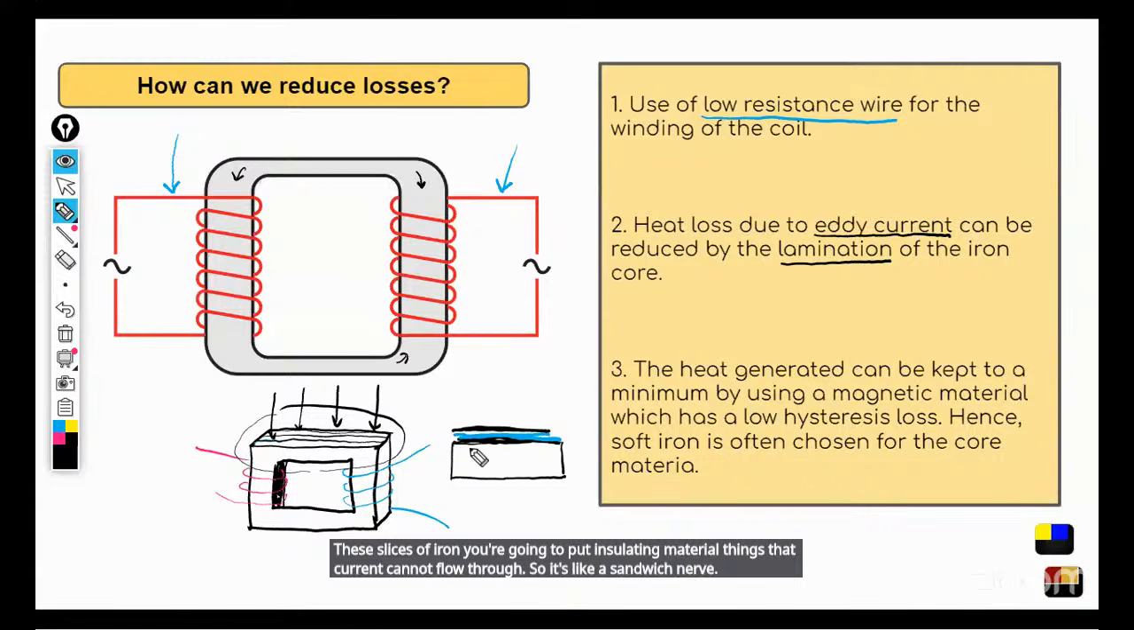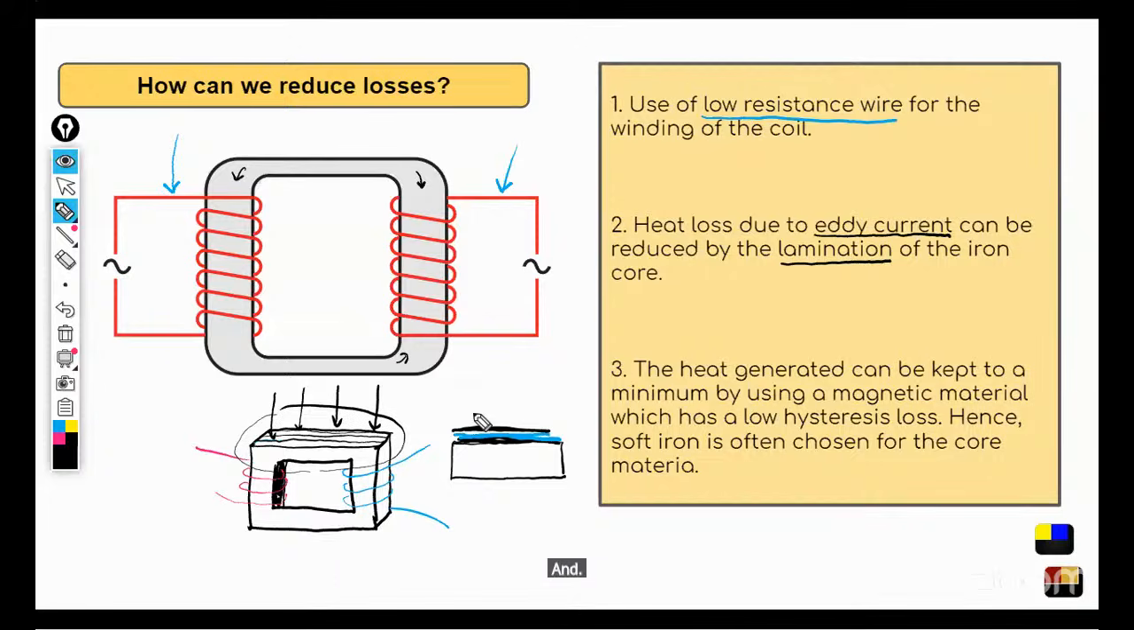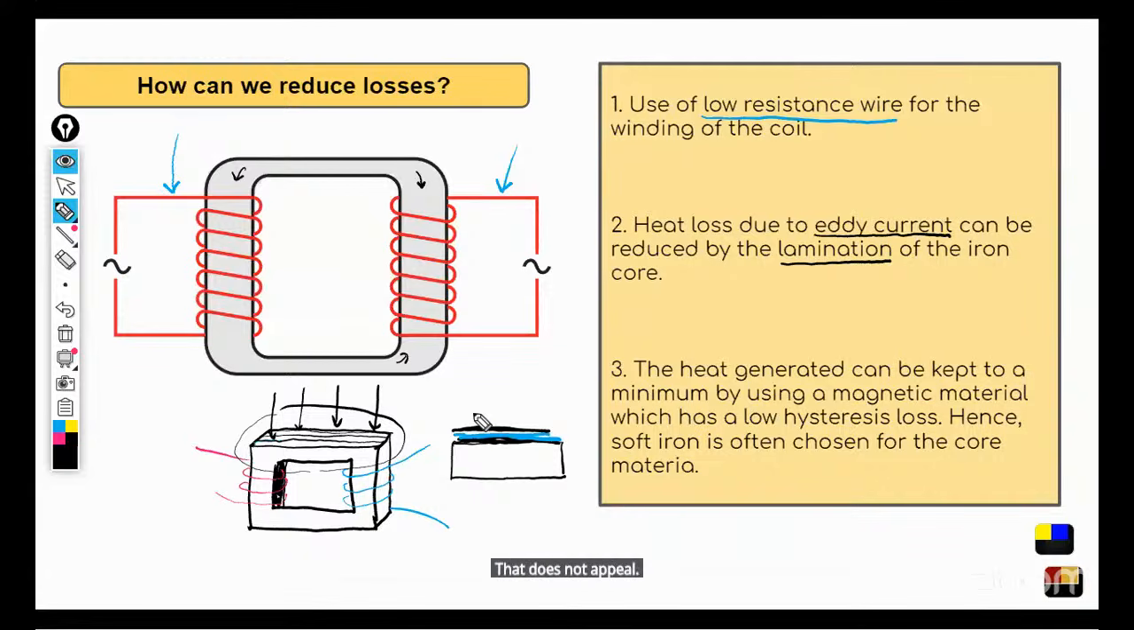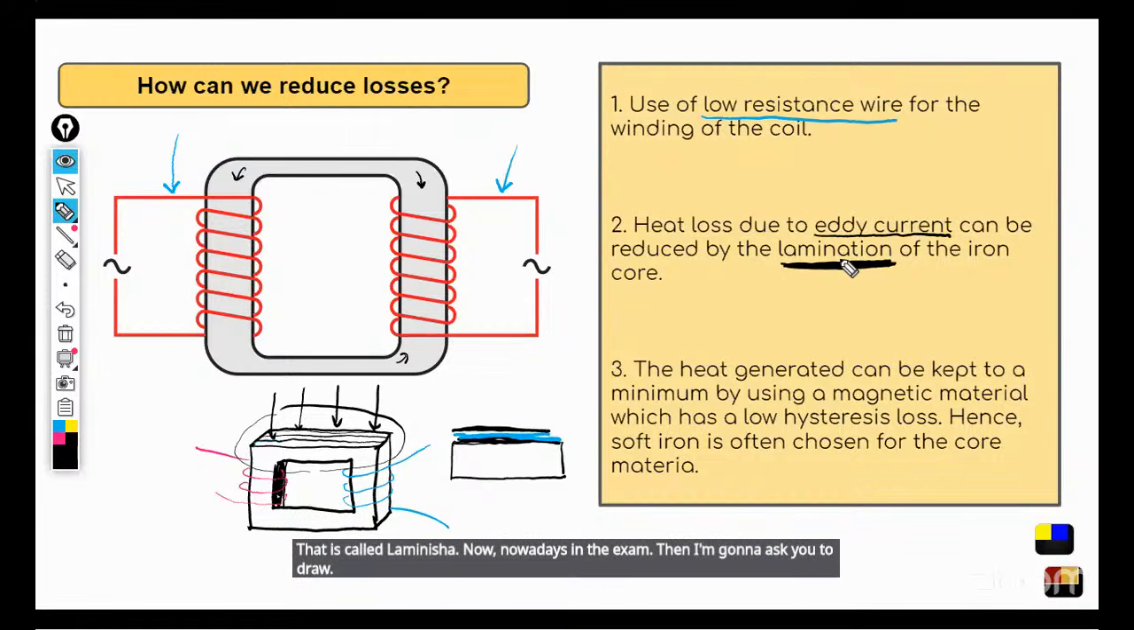Instead of just being bread, you're putting cold cuts in the middle. So it's iron and then an insulator, something that electricity cannot flow through. And then you put iron and then an insulator. Iron and then an insulator. So it's like a multi-layered sandwich that is not a pure block of iron. It's iron with slices of insulators in between. That is called lamination.